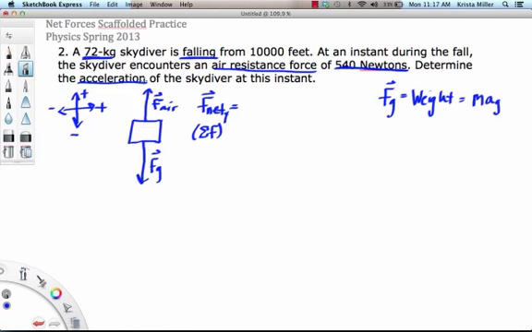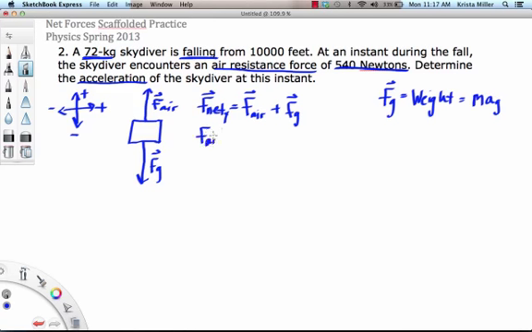Well, we can't find acceleration if we don't know what the net force is. So, what are the forces that are acting in the y direction? Hopefully at this point you're saying it is the air resistance, which is right, and the gravity. I erased that because we don't need it for now. So that means the net force in the y direction is the sum of air resistance and gravity.